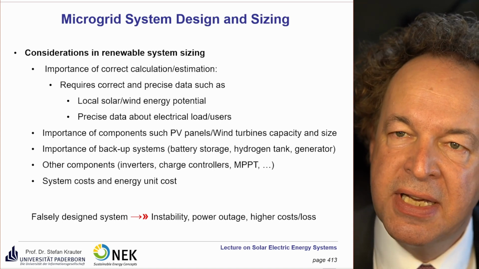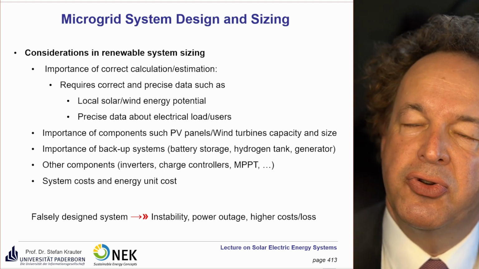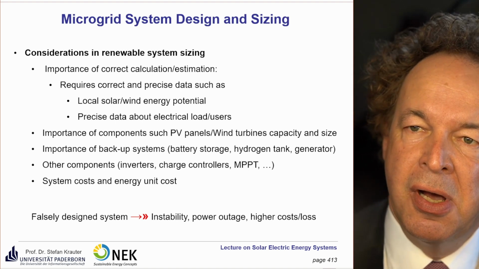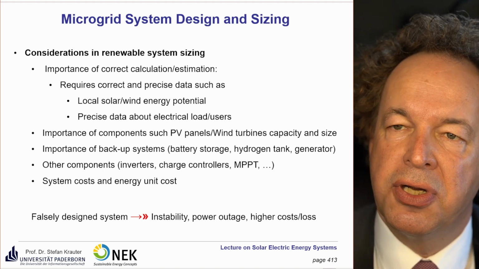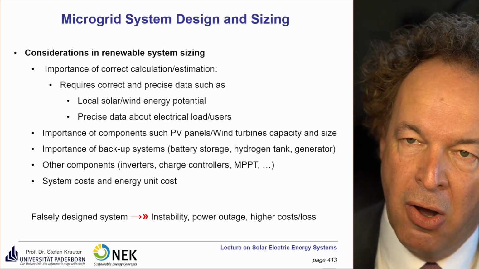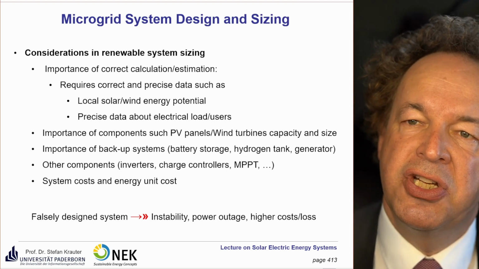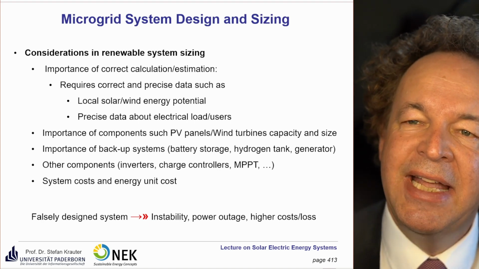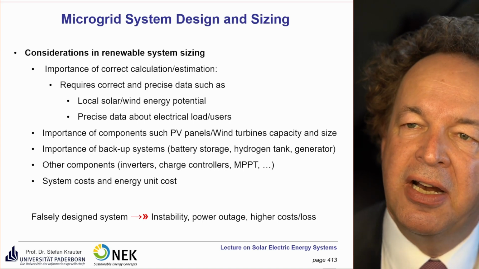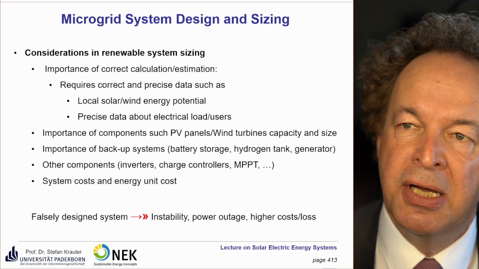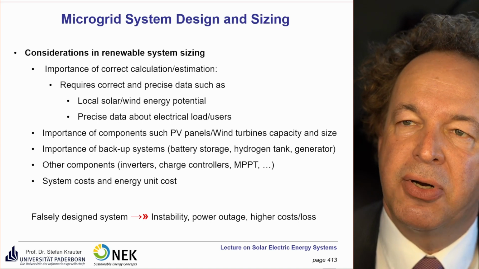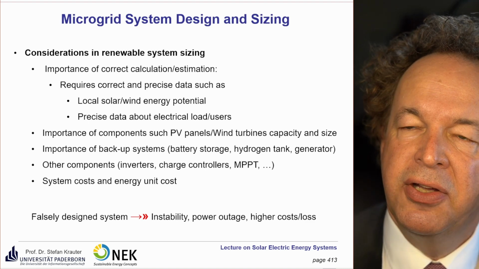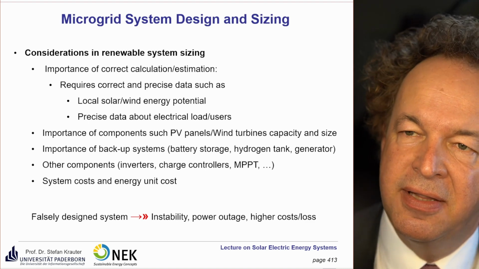Other components are also inverters. You saw already that the efficiency is changing at different load conditions, but the same applies for charge controllers and the maximum power point trackers. Also, the system costs and the energy unit costs are relevant, because a faulty designed system leads to instability, power outage, and finally to higher costs and losses. Not only from the system side, but also from the customer side. If you, for example, connect a hospital or refrigerating units there, you will have additional damage.